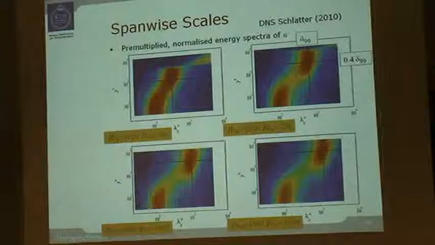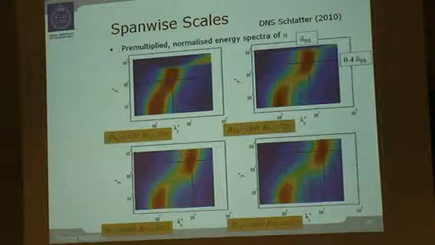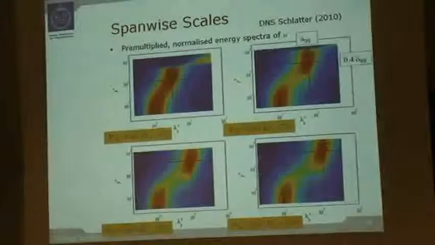So we can use spectra or two-point correlations prepared in a nice way to really get a quantification of the sizes of the various structures that are present in the boundary layer.